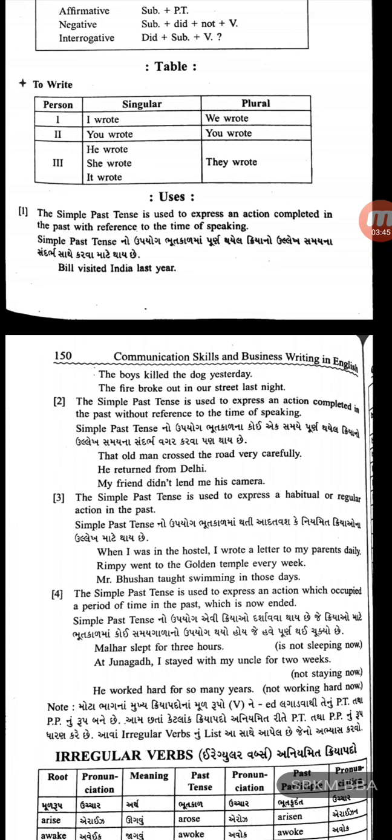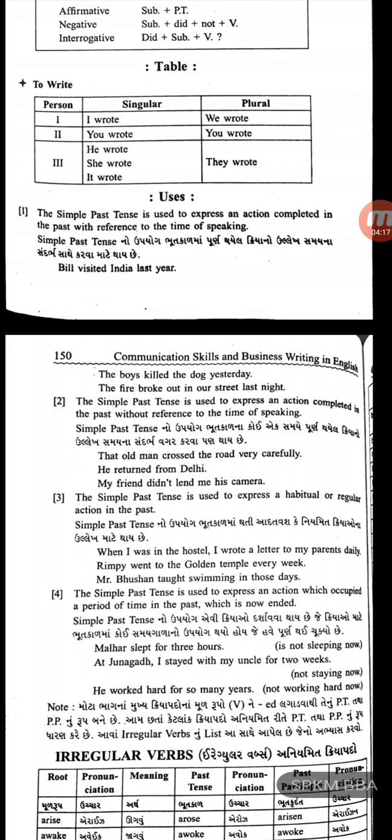He returned from Delhi. My friend did not lend me his camera. So in all these you will find that the time at which the action was done has not been mentioned. But one thing is clear, that the action has been completed. So simple past tense is also used for sentences where time is not mentioned.